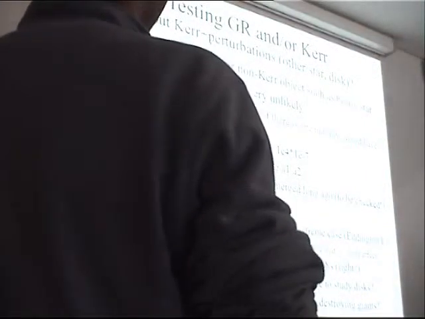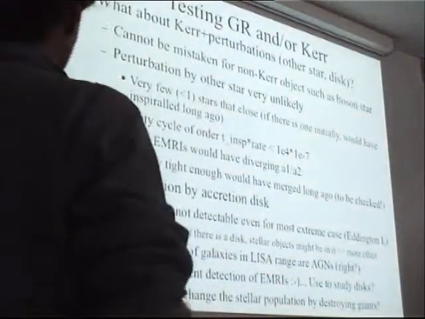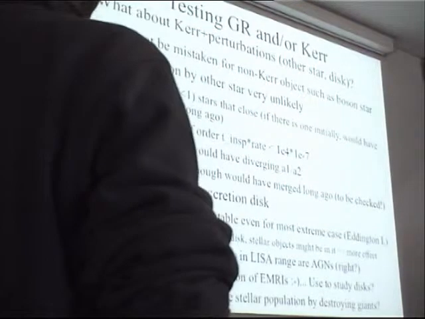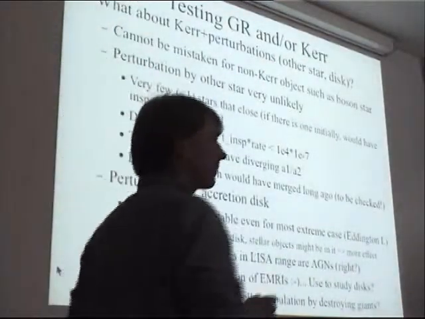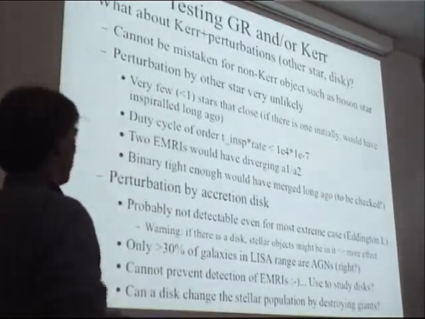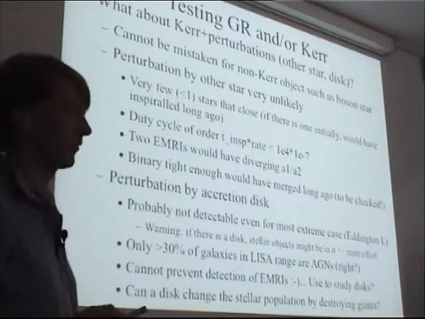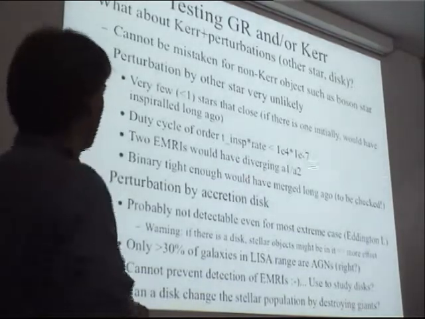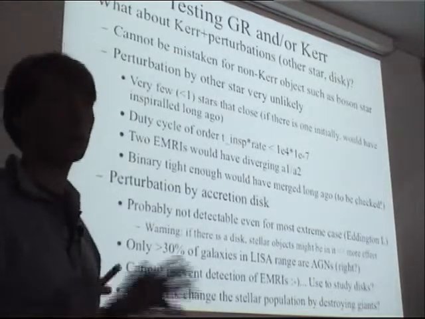Perturbation by other stars seems very likely for a variety of reasons. But the one which I think is maybe the most compelling is that the duty cycle is of order the time of inspiral, the time a source stays in the LISA band, times the rate of captures. And if I'm quite optimistic, the time will be 10,000 years. It's very optimistic. And the rate is of order, well, one per 10 million years. That's also very optimistic.